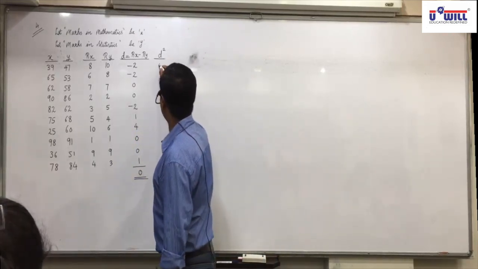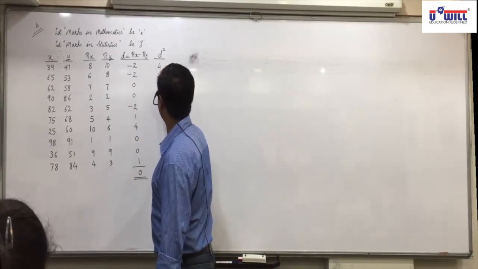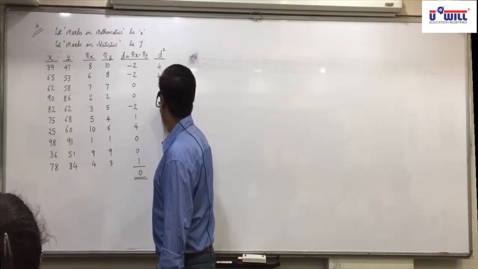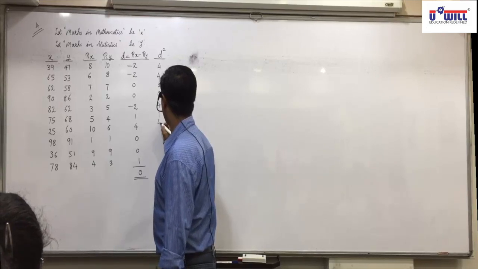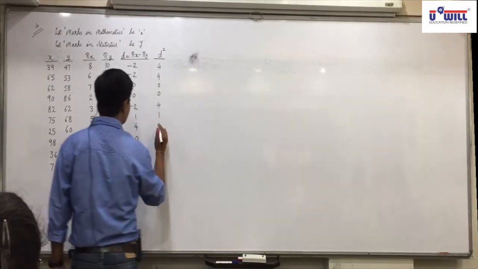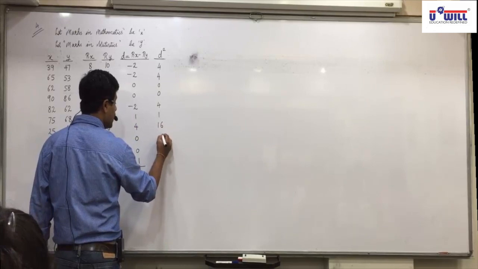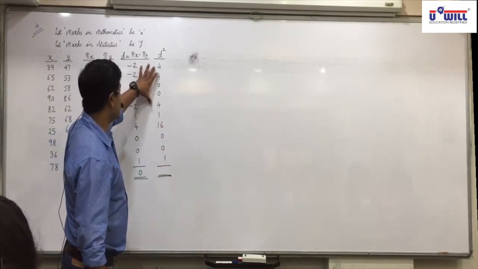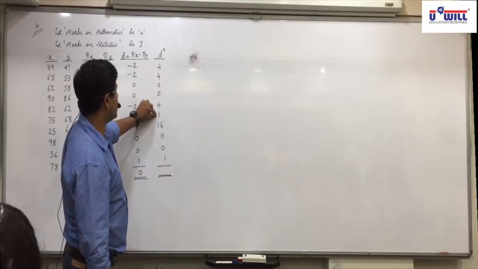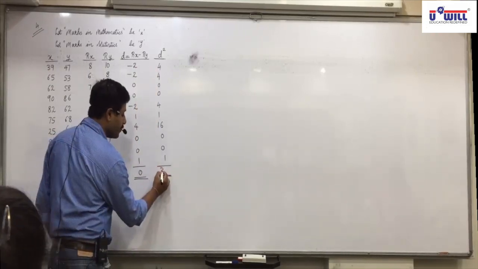So minus 2 square. 4. Again minus 2 square. 0 square. 4. Minus 2 square. 4. 1 square. 1. 4 square. 16. 0 square. 0. 0 square. 1 square. 1. So 30. 4 3s are 12. Plus 1, 13, 29, 30.